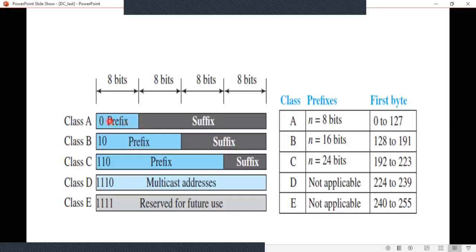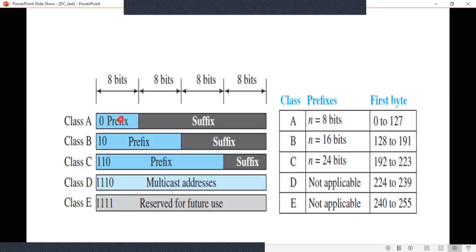If you make all 7 bits ones, then you will get how much? 2 raised to 7, that is 128. So the range here is given as 0 to 127, with n equal to 8. That is the prefix length for this class.